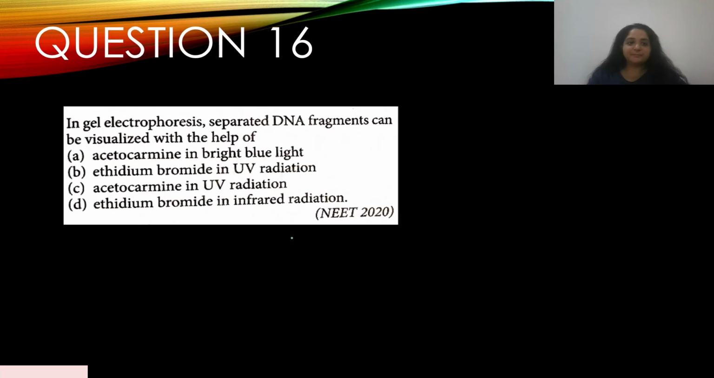Question number 16. In gel electrophoresis, separated DNA fragments can be visualized with the help of, this appeared in NEET 2020: A. acetocarmine in bright blue light, B. ethidium bromide in UV radiation, C. acetocarmine in UV radiation, D. ethidium bromide in infrared radiation. So it is B, ethidium bromide in UV radiation. Answer is B.